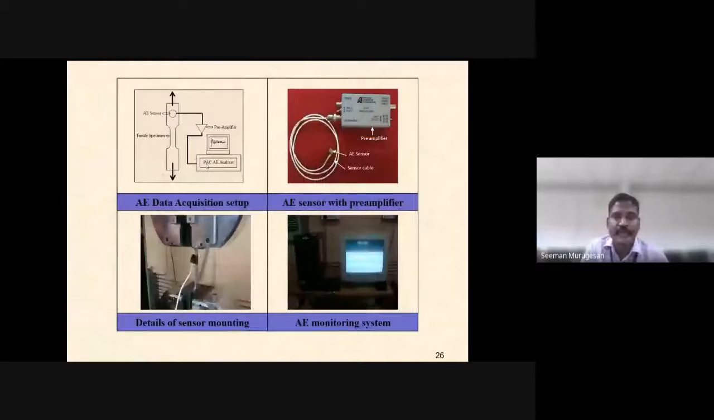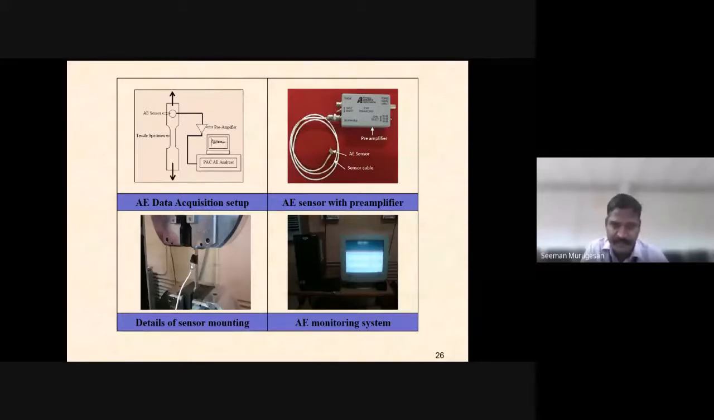Then you see the experimental setup, which is an AE data acquisition setup. This is the test specimen, the AE sensor, and the preamplifier. The Physical Acoustics Corporation acoustic emission analyzer is available, and the software is available in our department along with the AE sensor setup. This is the AE sensor with the preamplifier. This is the sensor cable. This is a detail of the sensor mounting during the tensile testing. This is the AE sensor.